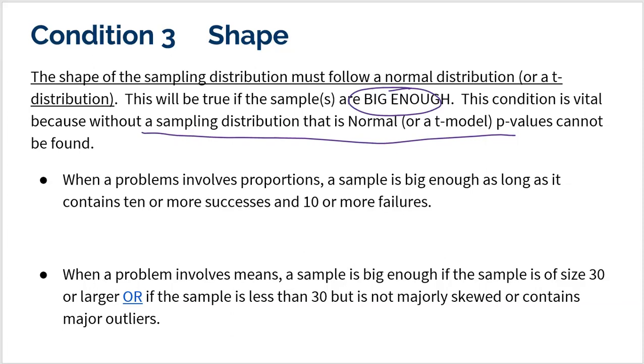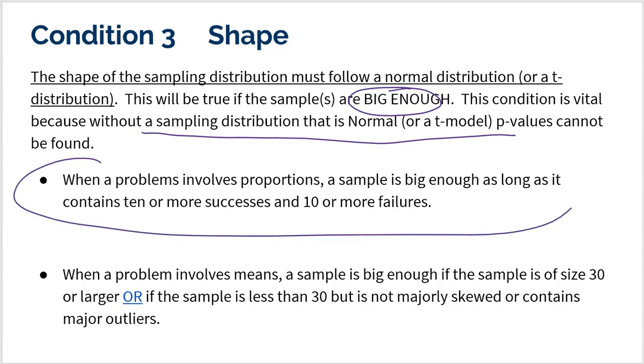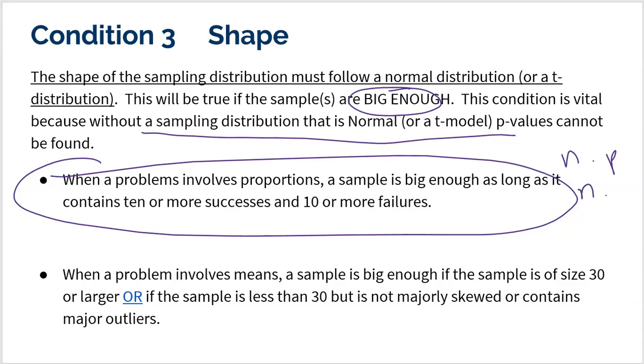So how do you know you're big enough? Well, when you're working with proportions, you need 10 or more successes and 10 or more failures in your sample. So that's where we actually have to check n times p and n times 1 minus p, because we have to make sure that we do have 10 or more successes and 10 or more failures. And as long as you got 10 or more successes, 10 or more failures in your sample, you are big enough. That's for proportions. That was unit 6.